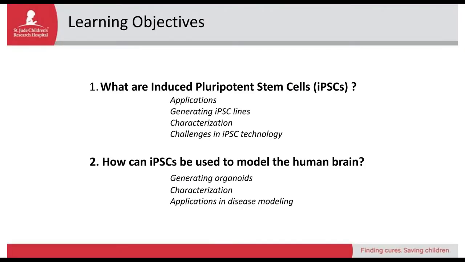So I've divided my talk into two parts. In the first half, I'll talk about what induced pluripotent stem cells, or iPSCs, are, some of their applications, how we can make iPS lines, how we characterize them, and one of the key challenges in the field. In the second half, I'll talk about how iPSCs can be used to model the human brain or different parts of the brain, specifically through generating three-dimensional miniature organs called organoids, how these organoids can be characterized, and I'll illustrate a couple of examples from our work in the department to show how organoids can be used for disease modeling and in studying disease biology.